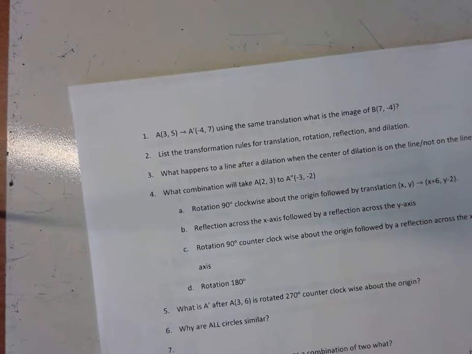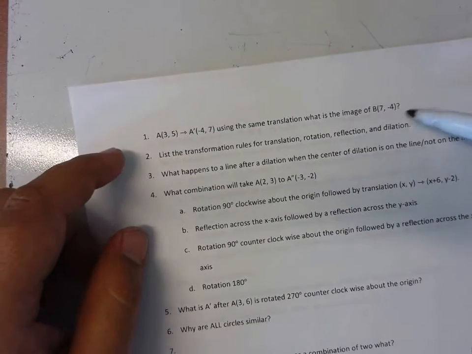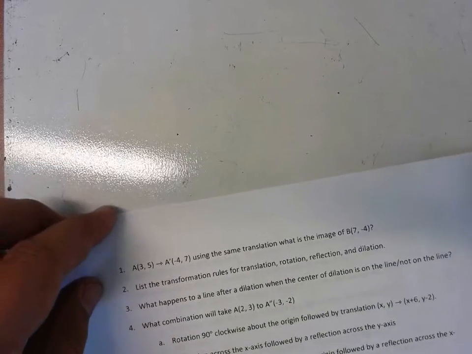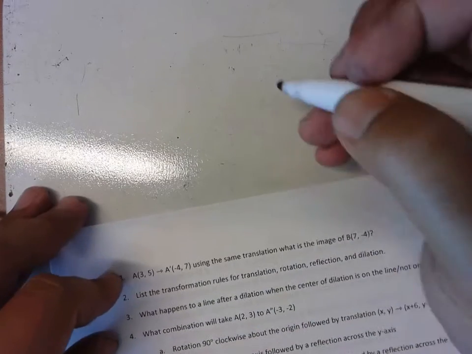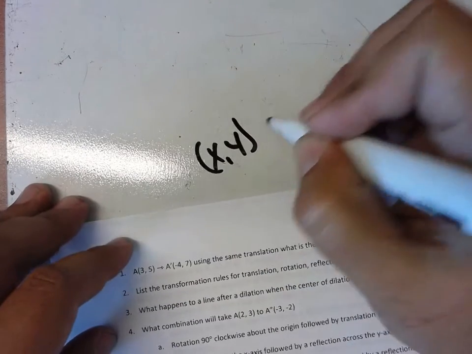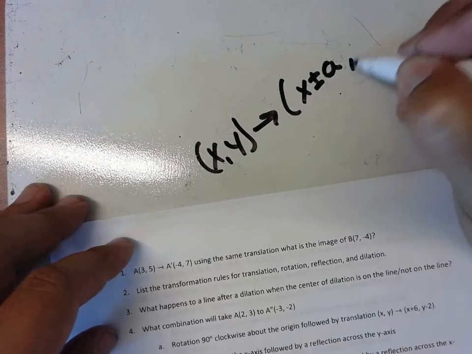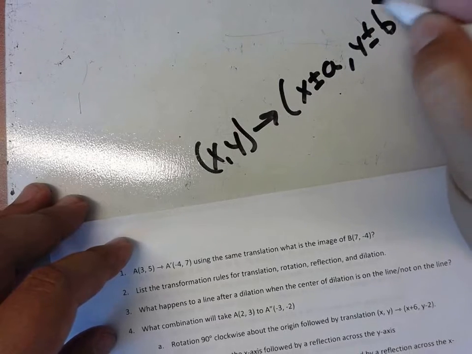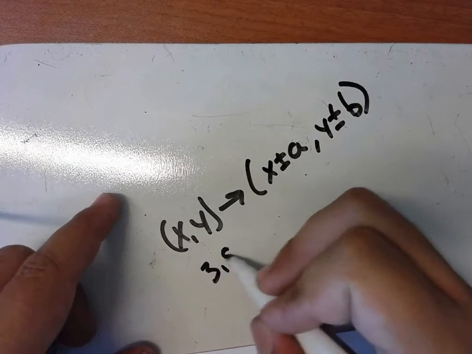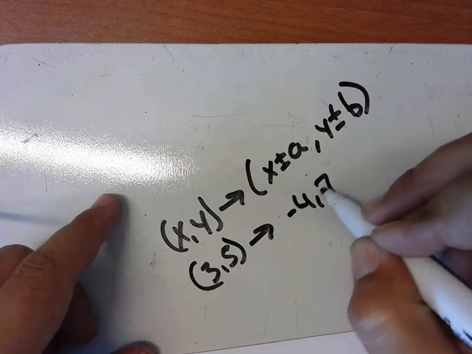So, question 1. A goes to A prime using the same translation. What is the image of B? So they're looking for B prime. Since they said translation, that one word right there, and again, if you know the rules, you'll pass this test. Y plus or minus B. So A went from 3, 5 to A prime, or negative 4, 7.